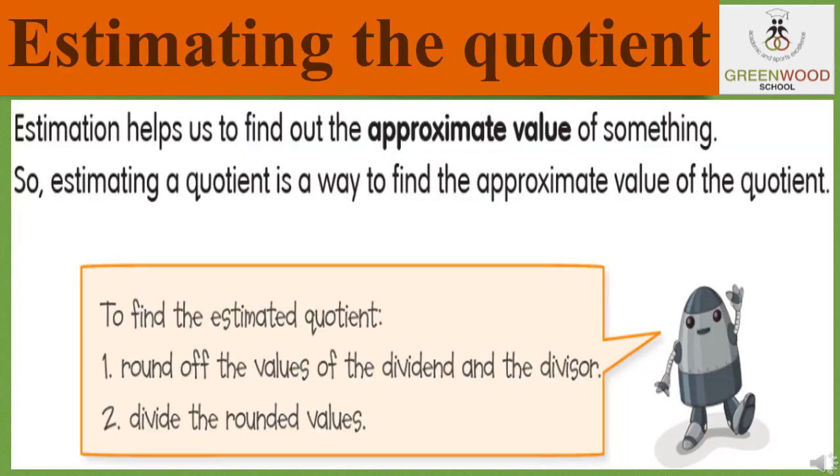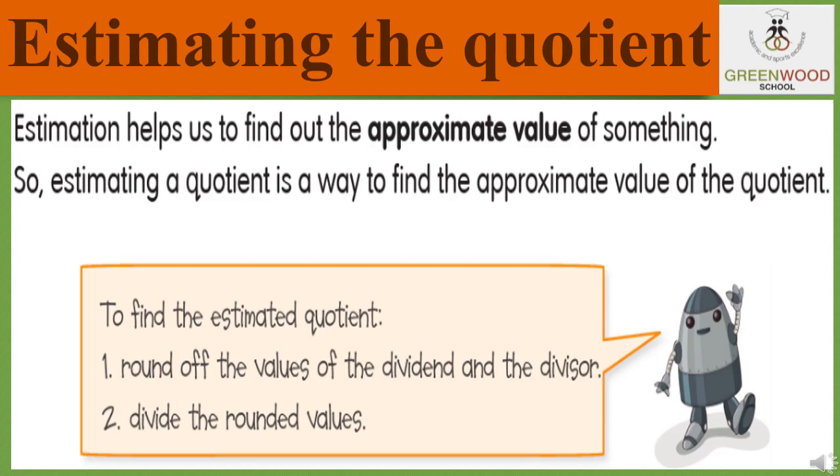Next topic is estimating the quotient. Estimation helps us to find out the approximate value of something. So estimating a quotient is a way to find the approximate value of the quotient. How to find it? To find the estimated quotient, step 1: round off the values of the dividend and the divisor. And step 2: then divide the rounded values.